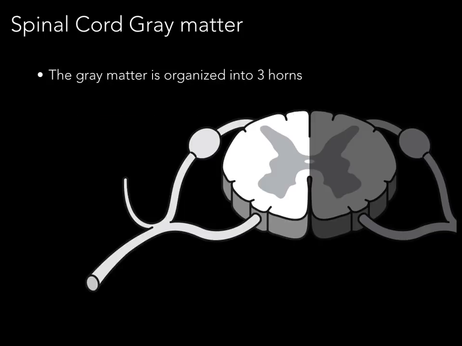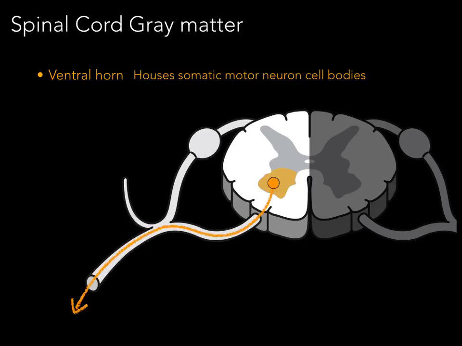So the gray matter is organized into three different horns. We have a ventral horn, also known as the anterior horn, a lateral horn, sometimes known as an intermediate horn, and a dorsal horn, sometimes known as a posterior horn. So let's start with the ventral horn first. The ventral horn houses somatic motor neuron cell bodies. So there is one somatic motor neuron cell body, and the axon exits out and innervates skeletal muscle.